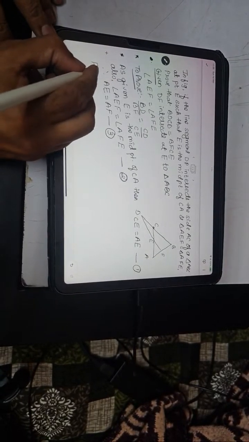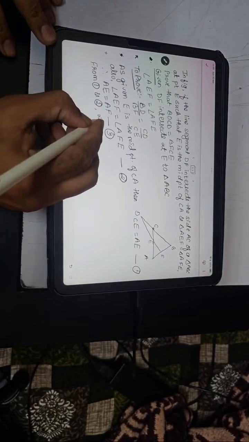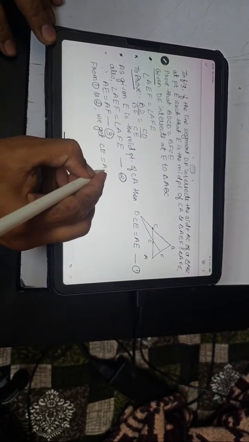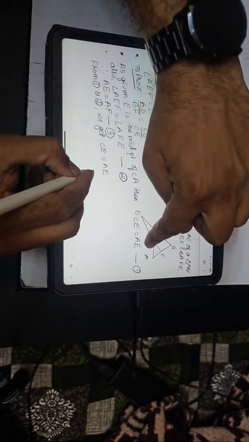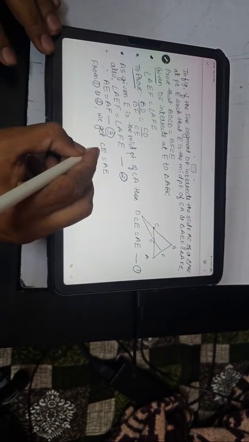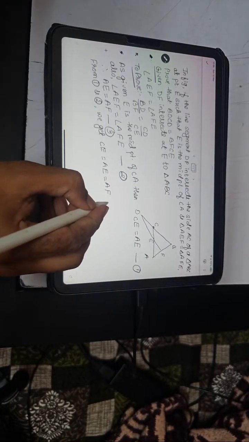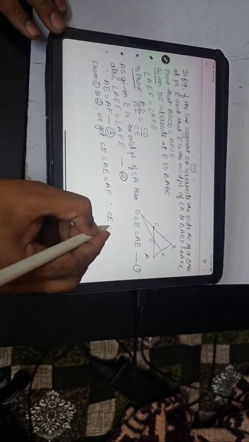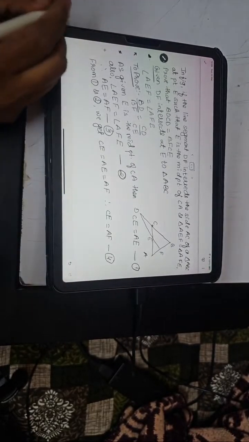See, from 1 and 2 we get CE equal to AE. See, first was CE equal to AE, second was AE equal to AF. So can I say CE equal to AE equal to AF? So therefore I can say CE equal to AF. So this is my fourth equation.